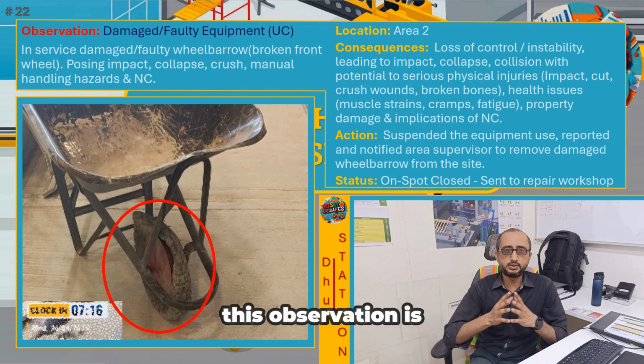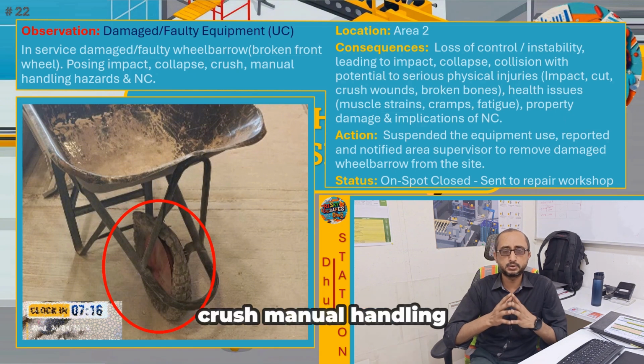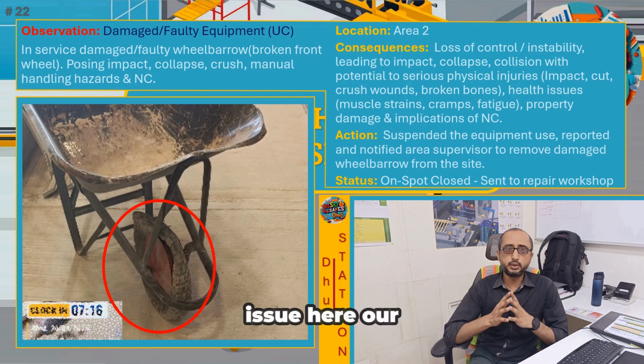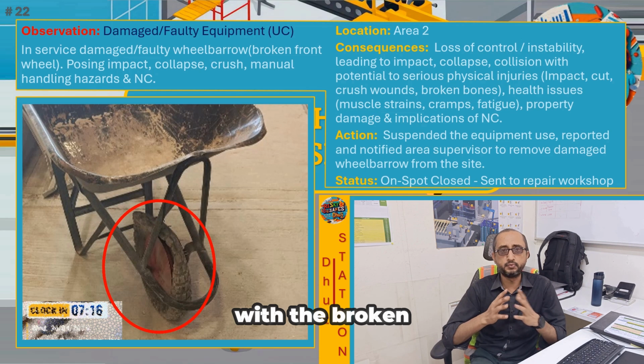This observation is labeled as damaged faulty equipment. Hazards include collapse, impact, crash, manual handling, and immediate cause: unsafe condition. What is the issue here? Our safety team noticed that our team was using a wheelbarrow with a broken wheel.